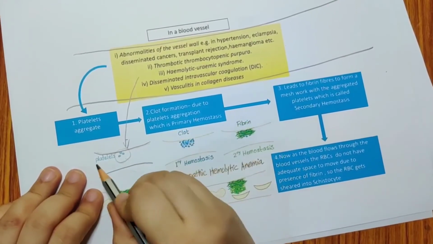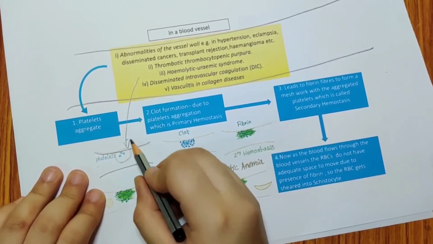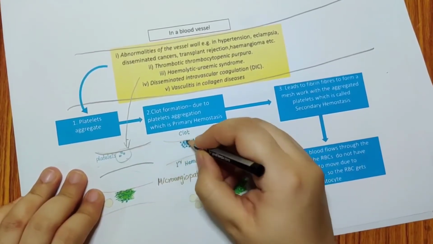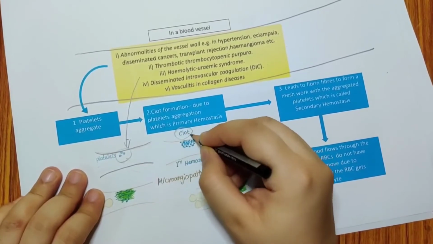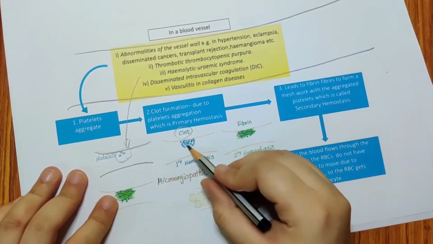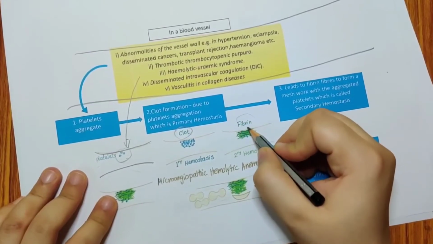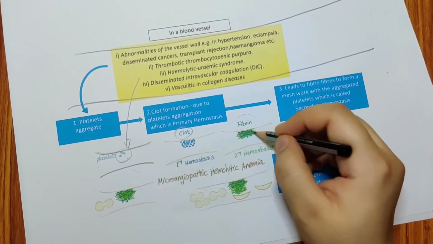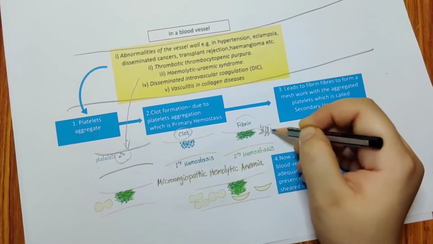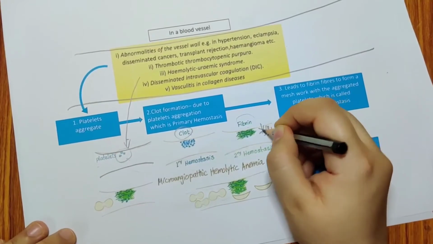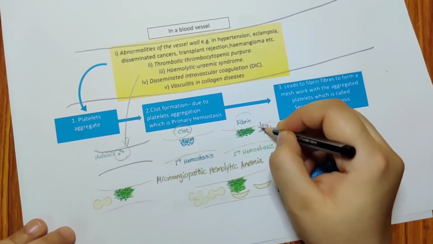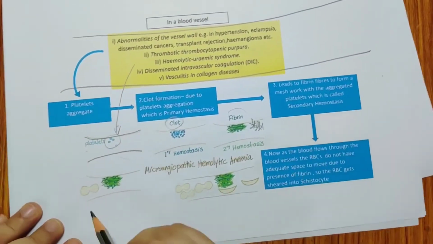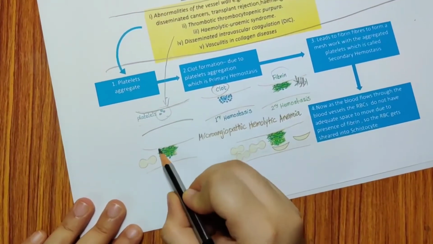Here, for example, an injury has occurred and platelets have started accumulating. The next step is, because of the platelet aggregation, you will have a clot formation. Once the clot is formed, your fibrin gets activated. The fibrin and the platelet aggregates will form a meshwork. You will have the fibrin fibers as well as all the platelet aggregates, which is known as a clot.